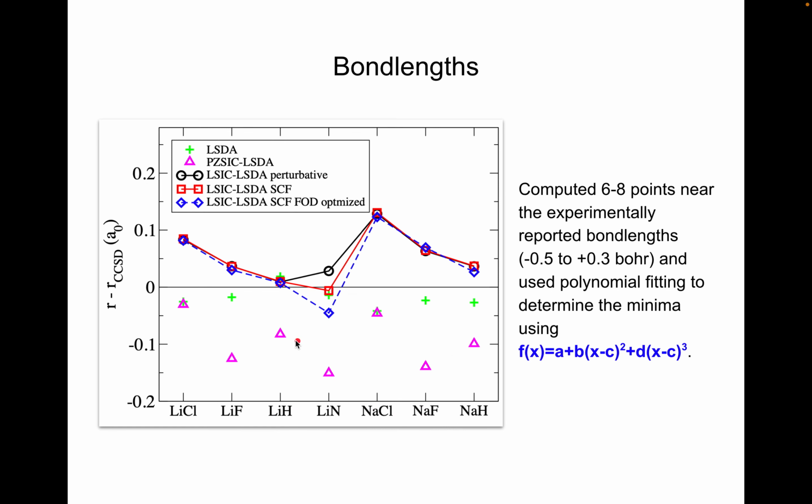And we looked at applying the SCF and also performing the FOD optimization. They didn't change the overall performance from the one-shot calculation. The only exception is lithium nitride. In this case, using the SCF and FOD optimization lowers the bond length. But otherwise, we didn't see a noticeable difference from the one-shot calculation.